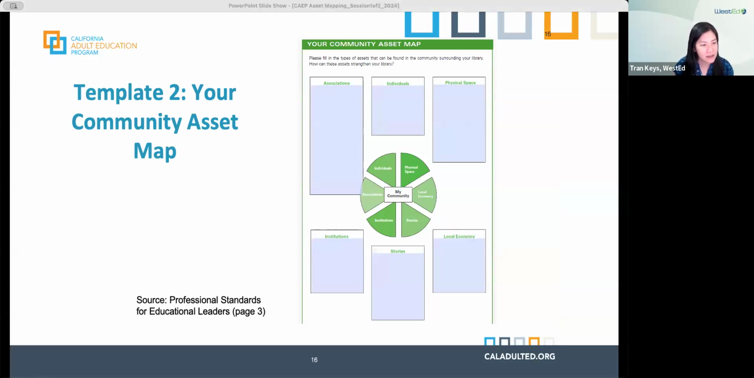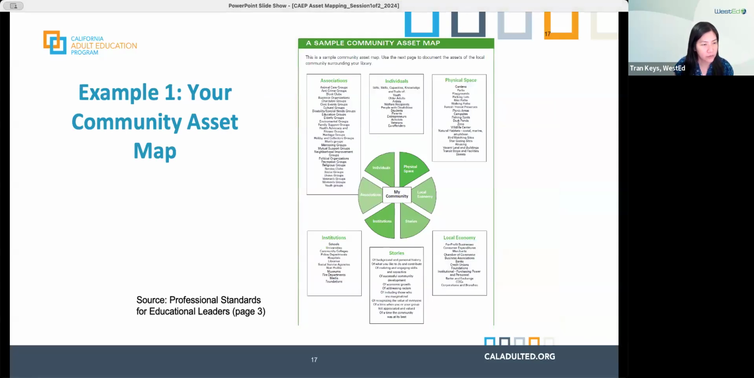And then in the next slide, you'll see an example of a completed one from this guide that I often use because it's just a strong example. Okay, so again, Friday, we'll talk more about it, but we really want you to just see some visuals of what asset mapping can look like.